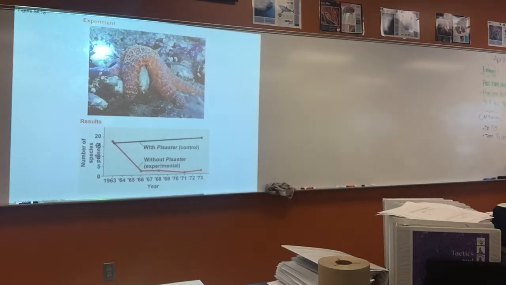Can somebody explain why and what's happening? Why is the diversity staying up with the sea star but dropping without the sea star? An idea? Liam?